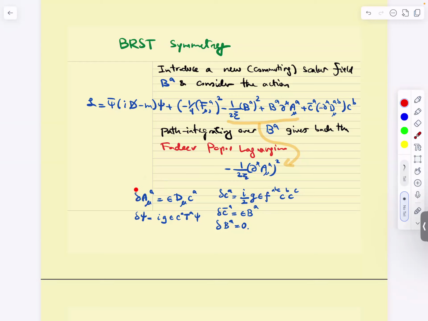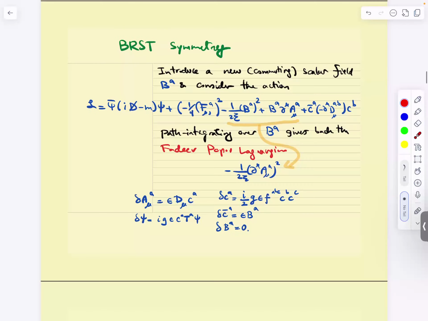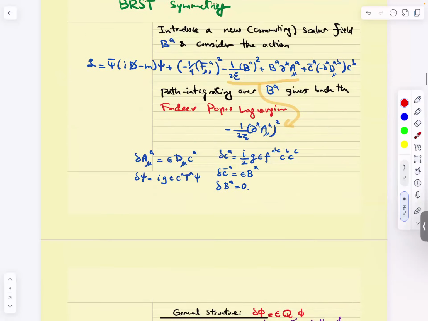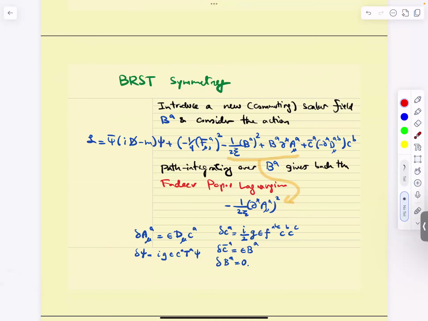So the transformation of the gauge field and the fermion is basically given by the laws of the gauge transformation. We pick B^a to not transform, then the anti-ghost transformation is proportional to B^a. Of course, this has to be a commuting field because this guy is anti-commuting and there's an anti-commuting epsilon. And then finally, delta c^a is second order in the ghost. All right. So this is a symmetry. We checked explicitly last time that this is a symmetry of the Faddeev-Popov Lagrangian.